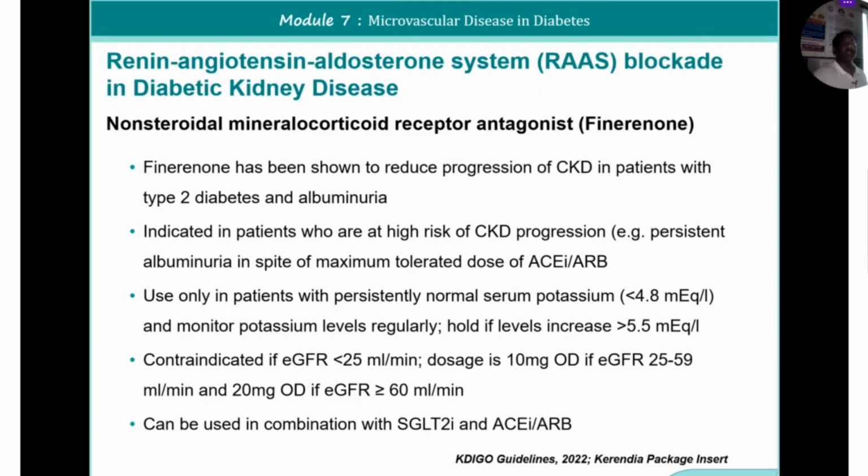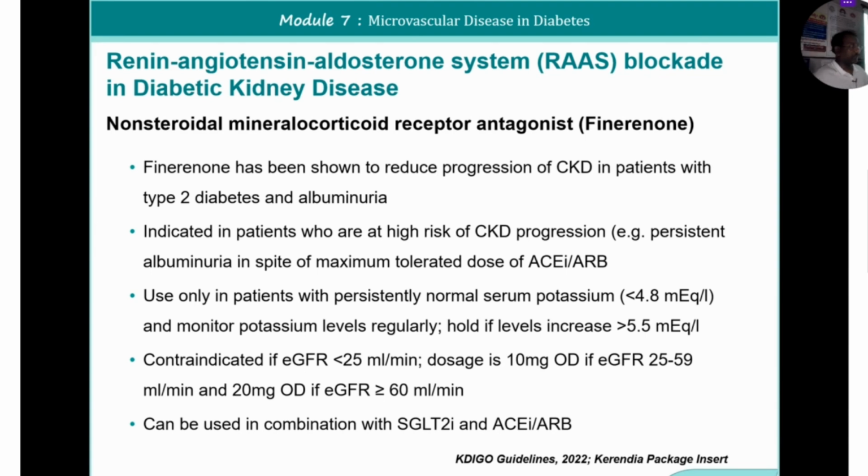RAS blocker in the diabetic kidney disease, and a non-steroidal mineralocorticoid antagonist, finerenone. It has been shown to reduce the progression of CKD in patients with type 2 diabetes and albuminuria. Indicated in patients who are at high risk of CKD progression, with persistent albuminuria in spite of the maximum tolerated dose of ACE or ARB, with persistently normal serum potassium, and monitor the potassium levels regularly. Hold if the levels increase more than 5.5. So again, you have to respect the potassium, not only for your ACE or ARBs, but also for your finerenone therapy. Contraindicated if the GFR is less than 25. Dosage is 10 if the GFR is between 25 to 60 and 20 when the GFR is more than 60.